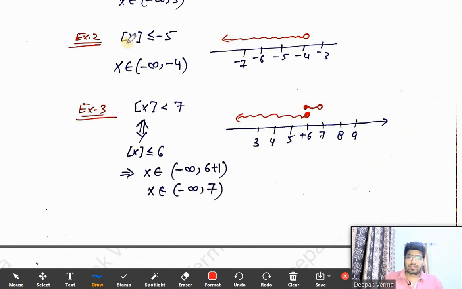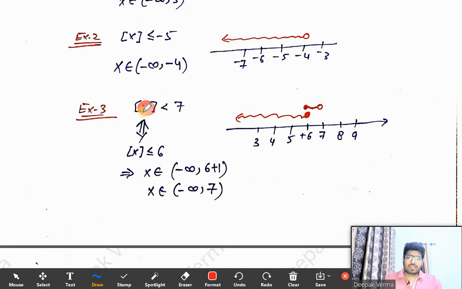Now if we have box x less than or equal to minus 5, box x less than or equal to minus 5 means minus 5 plus 1, we get minus 4. With minus 4 put an open bracket, and on the left we have minus infinity with an open bracket.